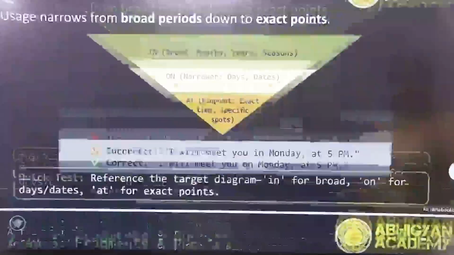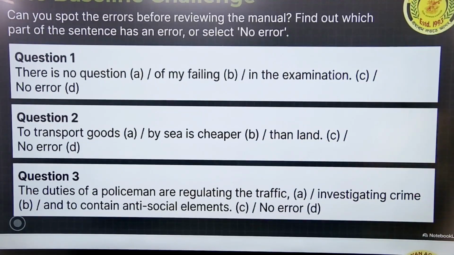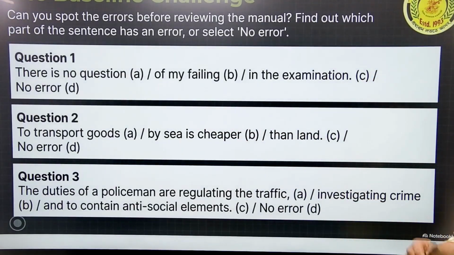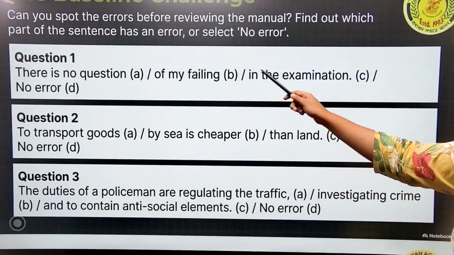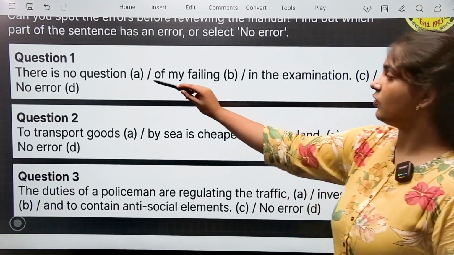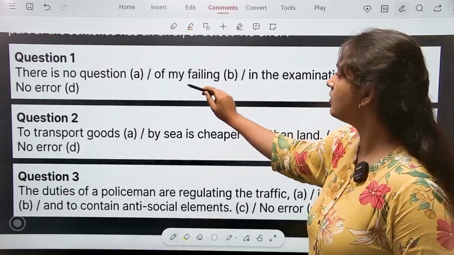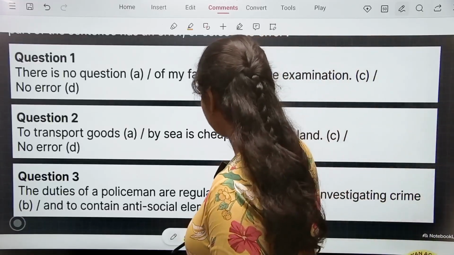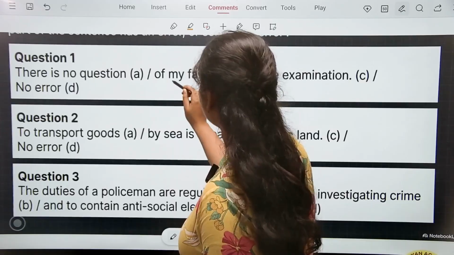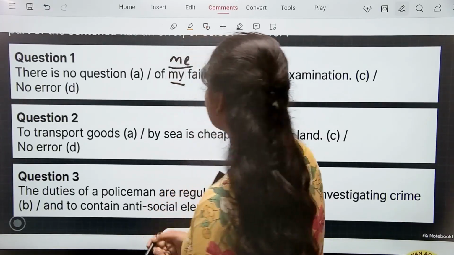Now, if you go through the questions again, PYQs में जो थे: There is no question of my failing in the examination. Normally when we speak, this sounds normal. But actually, if you go by the grammar, there is no question of me failing. So the thing that is wrong here is my failing in this examination. This becomes wrong, it will be me.